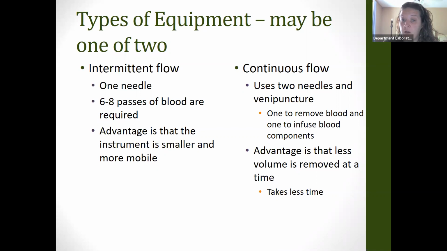Now, continuous flow would be very good if you're collecting a larger volume. Continuous flow uses both arms. As blood is pulled out of one arm into the instrument and centrifuged, the product that is desired is kept, and the remaining products are given back into the other arm. That is a continuous process. You don't have the intermittent stops and starts like you do with the intermittent flow, using only one vein, one donor arm.